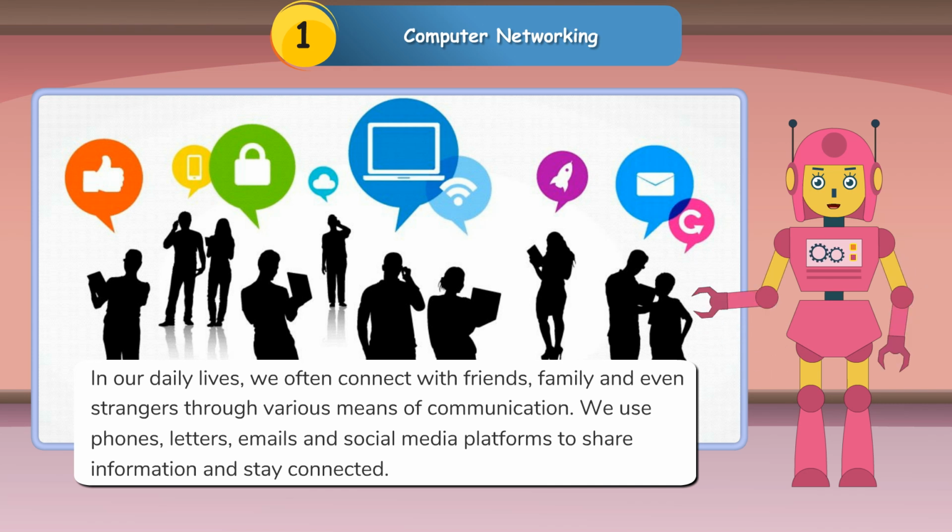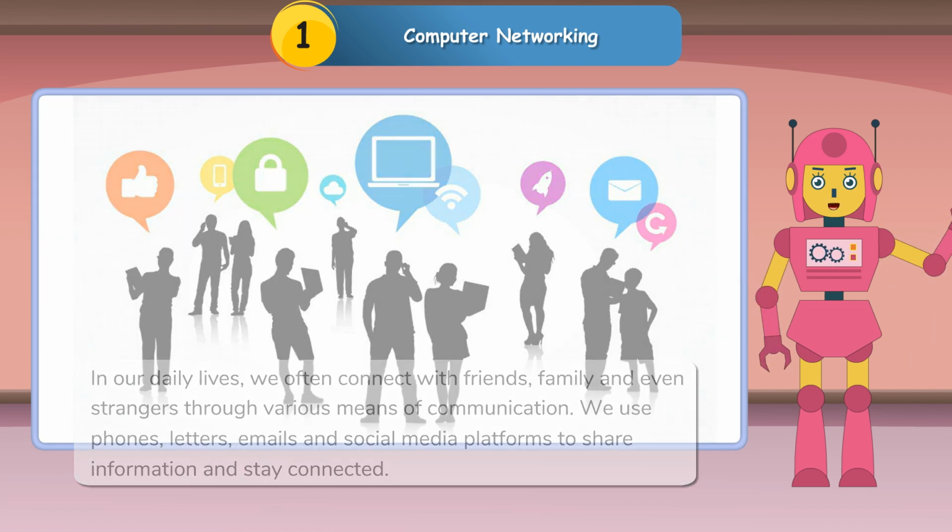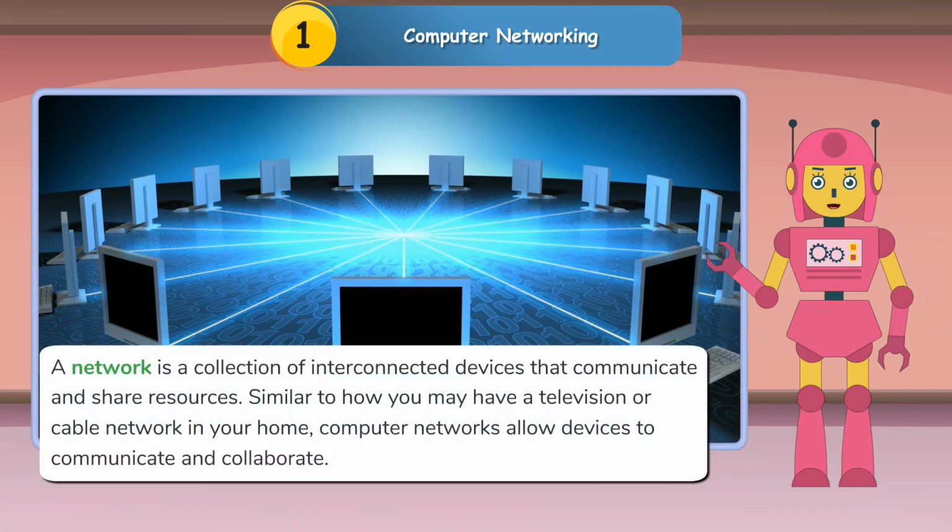In our daily lives, we often connect with friends, family, and even strangers through various means of communication. We use phones, letters, emails, and social media platforms to share information and stay connected. A network is a collection of interconnected devices that communicate and share resources, similar to how you may have a television or cable network in your home. Computer networks allow devices to communicate and collaborate.